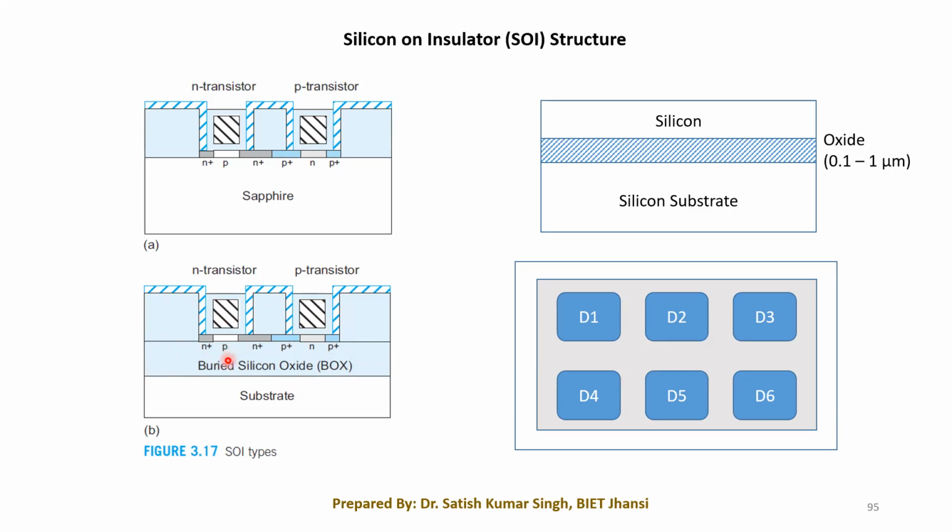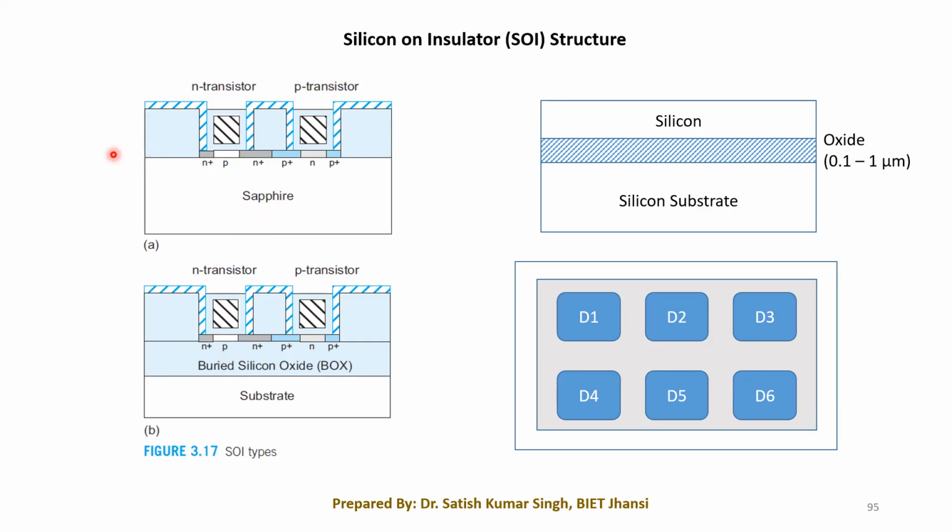Because it is silicon on insulator, there is no rule that it should always be silicon oxide. It can be silicon nitride also, Si3N4, or any insulator which is suitable for fabricating devices. Or it can also be sapphire. Sapphire is our Al2O3. So that is our sapphire.